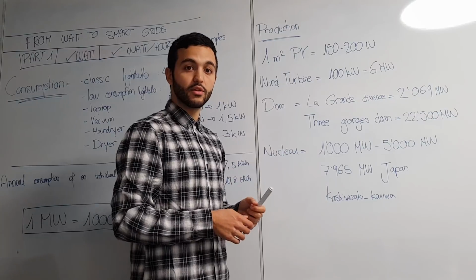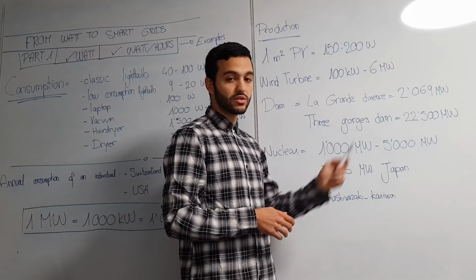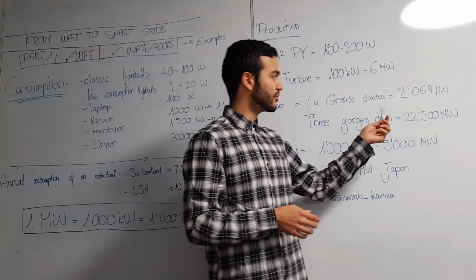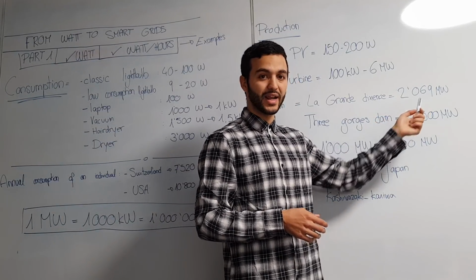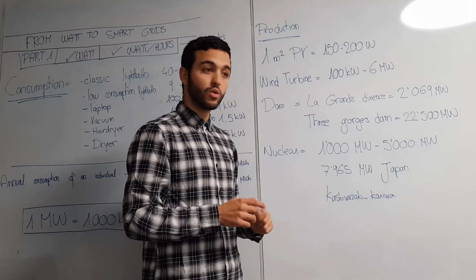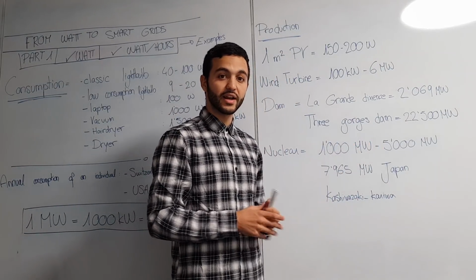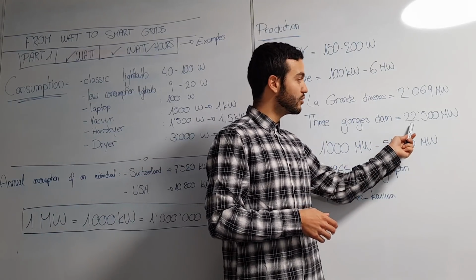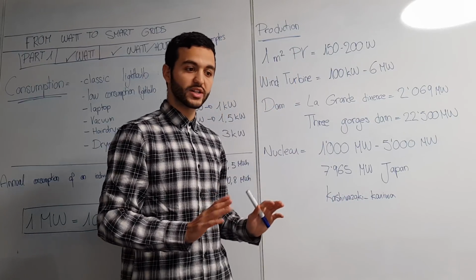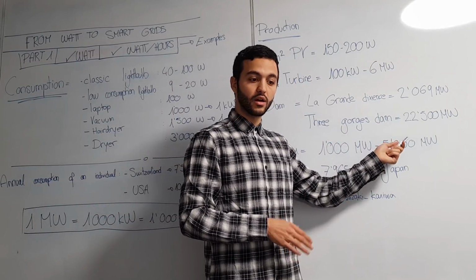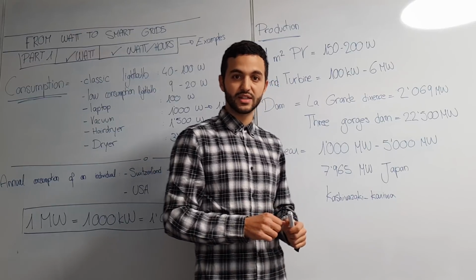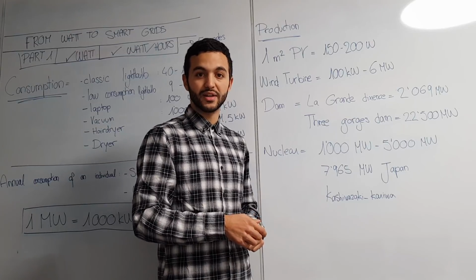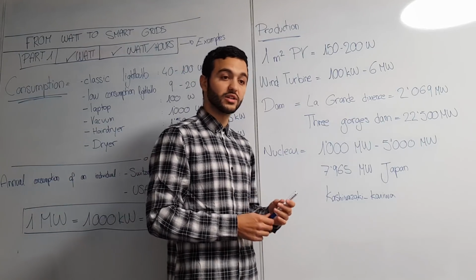Now with dams, the biggest dam in Switzerland is La Grande Dixence. Actually, it's not a single dam, but a combination of 4 production sites. You're at about 2069 megawatts. The biggest dam in the world is the Three Gorges in China. So this one has a maximum power capacity of 22,500 megawatts, which is quite impressive. If this dam is producing electricity at 100% of its capacity, in 1 hour it will be able to produce the yearly consumption of 3,000 inhabitants in Switzerland. So it's quite impressive, a lot.